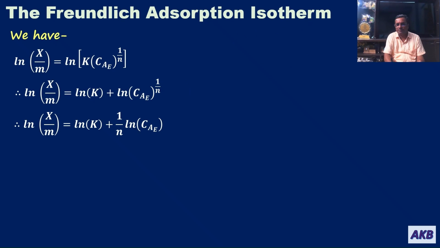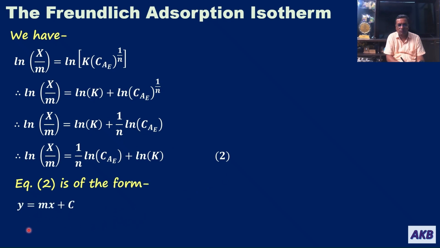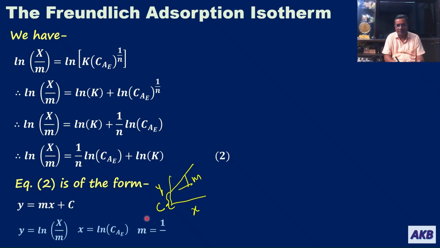So accordingly, I have just rearranged it. Ln of x by m is equal to 1 by n into ln of C_e plus ln of k. And now I am calling it equation 2. So equation 2 is of this form, y is equal to mx plus c. What is y is equal to mx plus c? It is a straight line. If we plot y versus x, y is equal to mx plus c is a straight line which has a slope of m and intercept of c. So in this case, if you compare y is equal to mx plus c with this equation, y is ln of x by m, x is ln of C_e, slope is 1 by n, and intercept is ln of k.